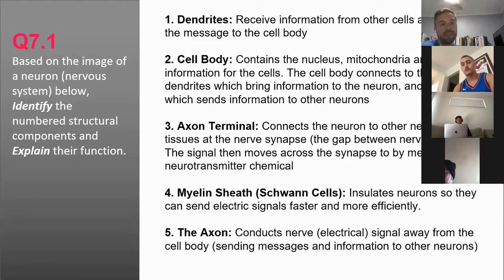Number 3 is what we call the axon terminal. Again, you can just use my notes here, guys. The axon terminal connects the neuron to other nerves or tissues. So it's essentially the gap between nerve cells. It's the end of the axon, and the axon is number 5, which is that long strand part of the nerve. So number 3, axon terminal, connects the neuron, which is the nerve cell, to other nerves or tissues.